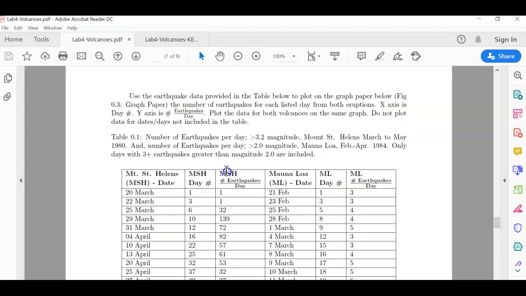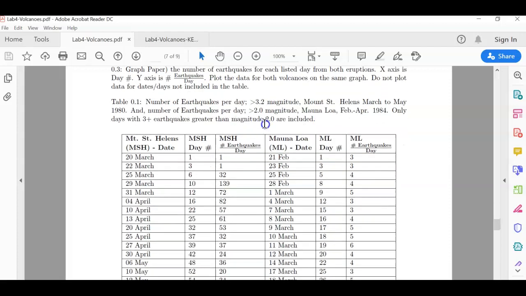So plot the data for both volcanoes on the same graph paper. Maybe just use different colored pens or pencils or whatever. And then do not plot data for dates or days that are not included in the table. Okay, so don't just assume, simply plot those that are included in the table.